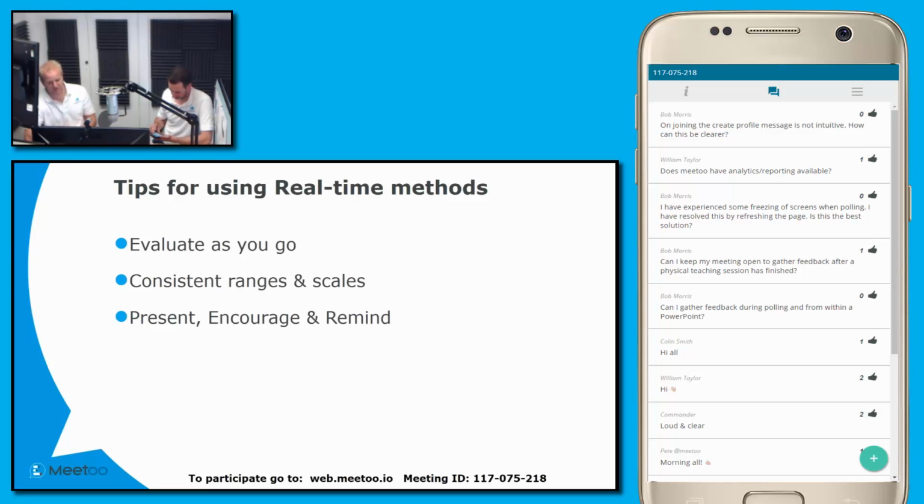Where possible, try to keep your ranges and scales consistent, or at the very least, slightly similar. It makes it easier for your participants, and it will also then speed up the process of collection. Try not to just open polls or start surveys in the background. Your evaluations are always going to be more successful when somebody, preferably a lecturer, a presenter or a host, actually introduces it, encourages it, and then reminds the participants during the session to actually complete the feedback and evaluations.